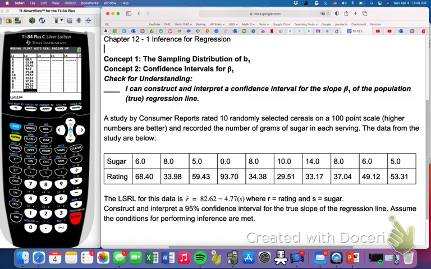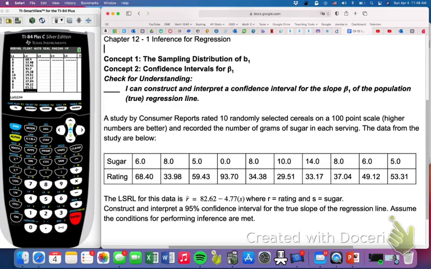So concept 1 is the sampling distribution of slope. We are trying to understand the sampling distribution, what goes on there when we're trying to sample slopes. And concept 2 is to be able to do confidence intervals for slope. So to check for understanding, students will be able to construct and interpret a confidence interval for the slope beta 1 of the population, which is the true regression line.